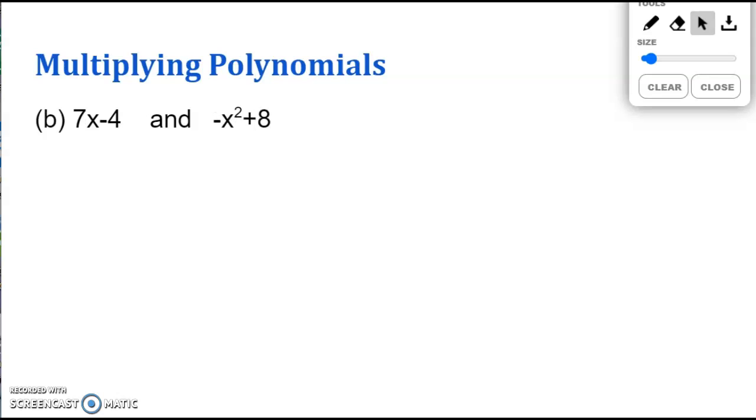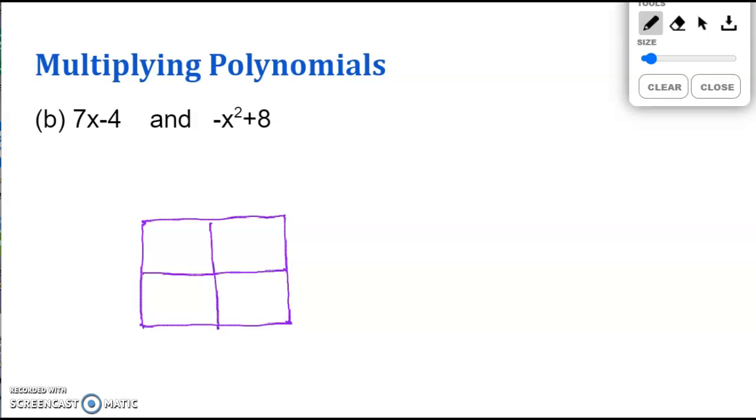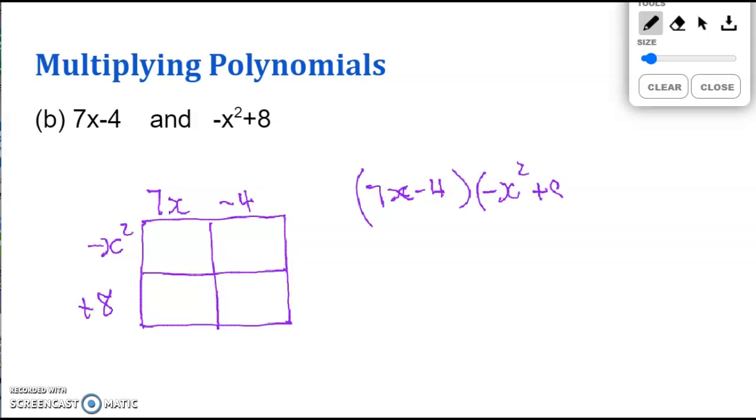So what about this problem? Again, we are dealing with two terms by two terms, so we draw a 2 by 2 block. The width is 7x minus 4, and the length is negative x squared plus 8. We are basically multiplying 7x minus 4 by negative x squared plus 8.